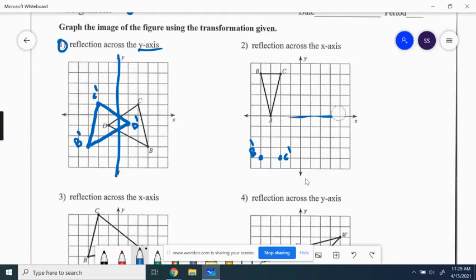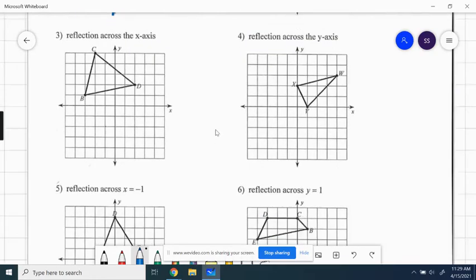And as you can see, A is on the x-axis. So to reflect it, we don't have to go any spots away. So A and A prime are going to share that location. Okay?